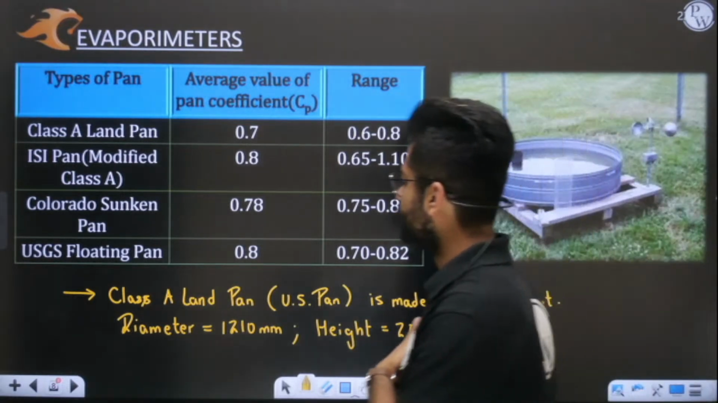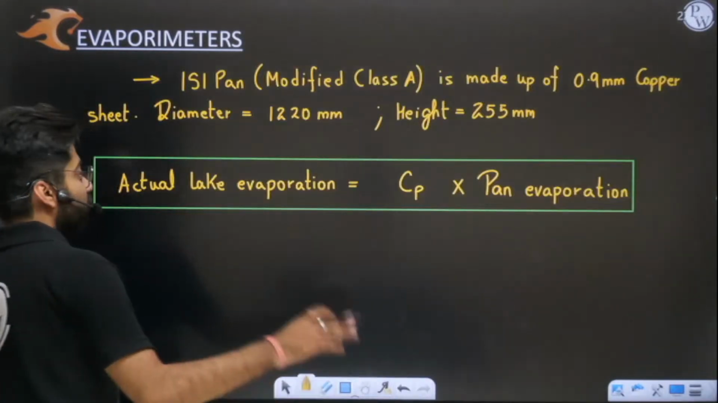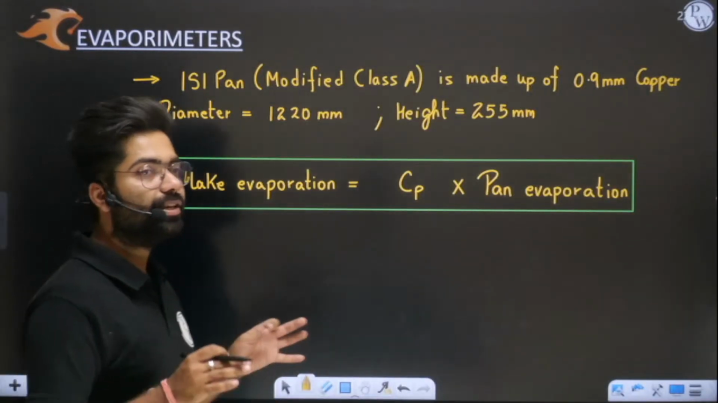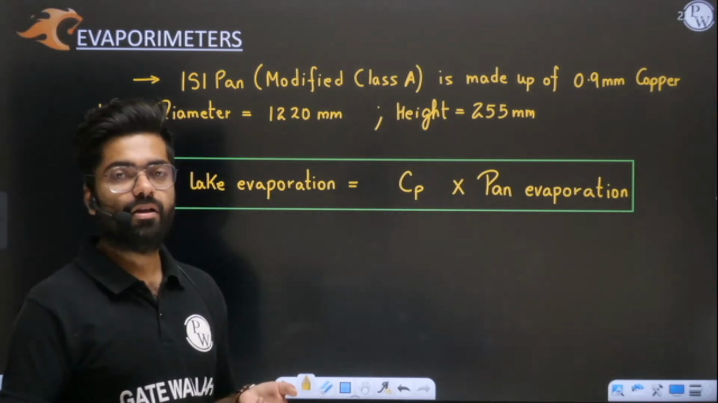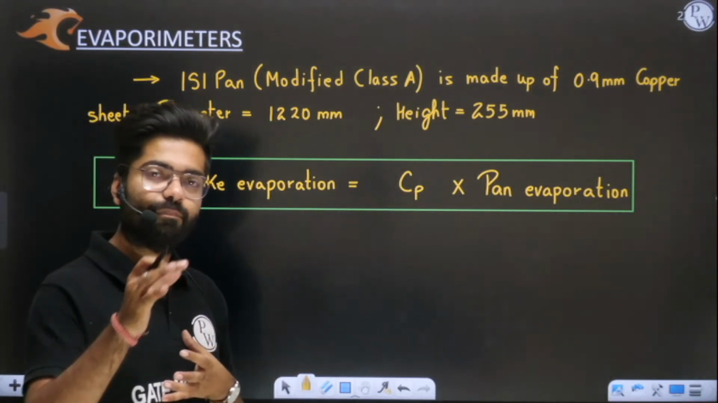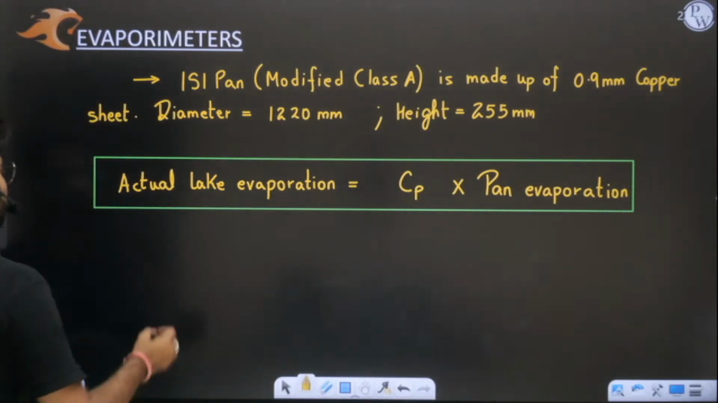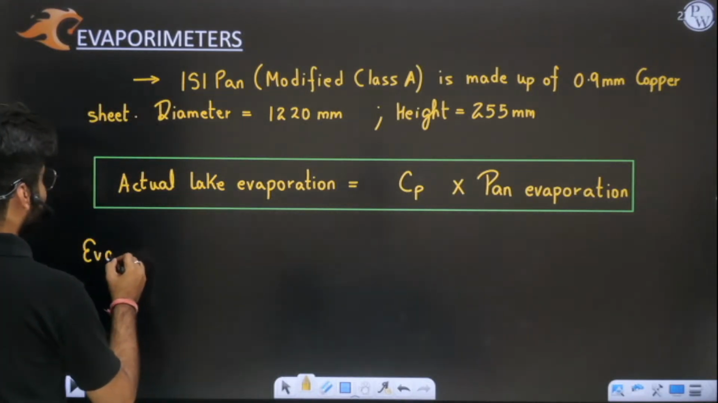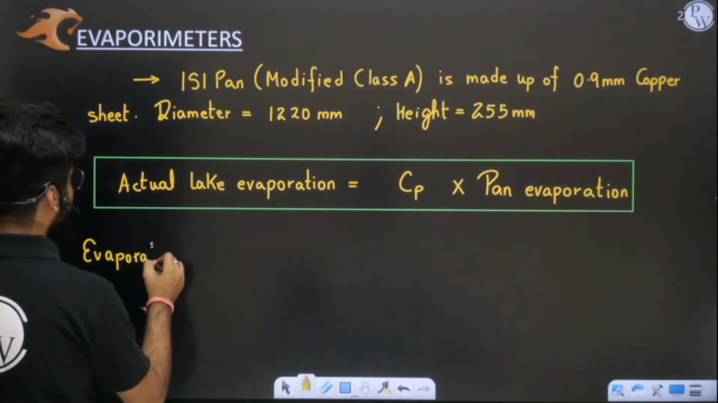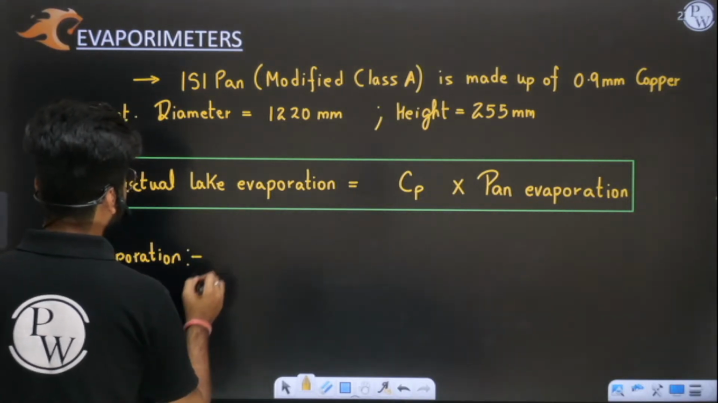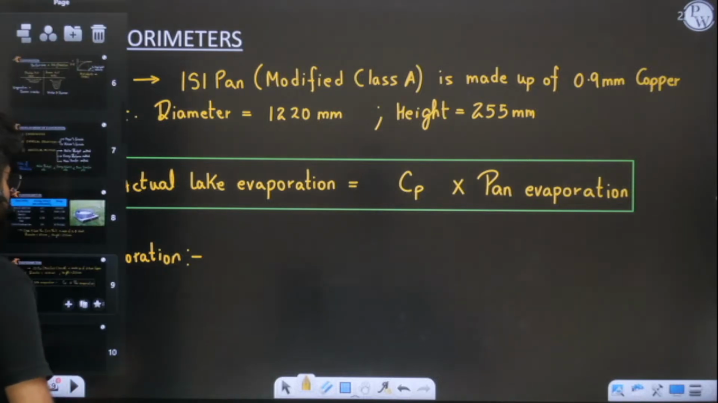Now we'll solve one question. I want to ask one question. Can you tell me where evaporation is more? Is evaporation more in pan or in lake? If we want to write down the order of evaporation, which will have more evaporation, lake or pan? Just try to guess.